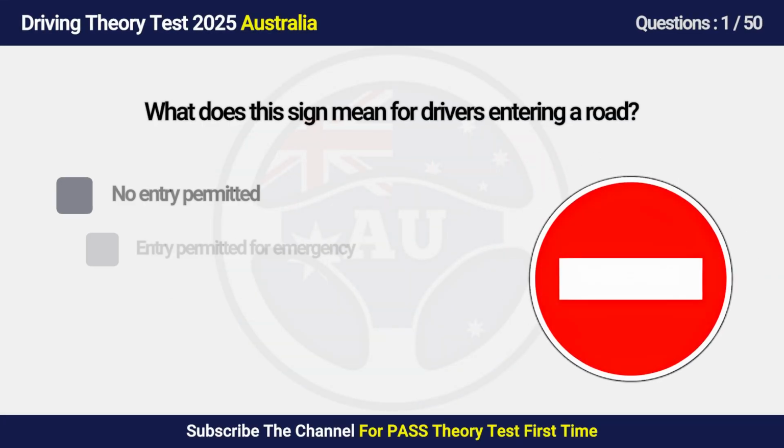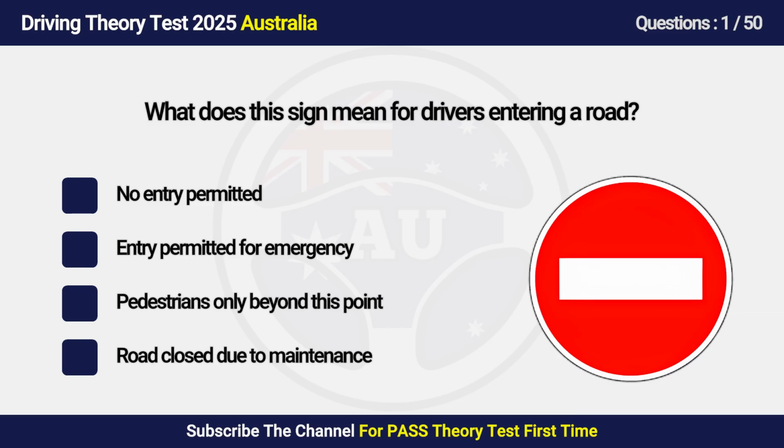Question 1. What does this sign mean for drivers entering a road? A. No entry permitted. B. Entry permitted for emergency. C. Pedestrians only beyond this point. D. Road closed due to maintenance.